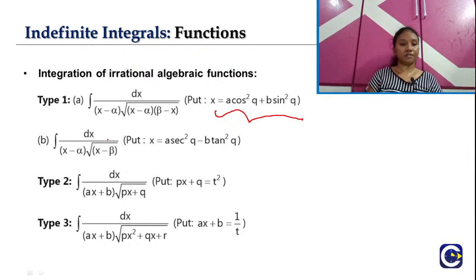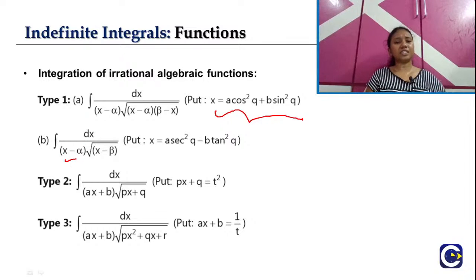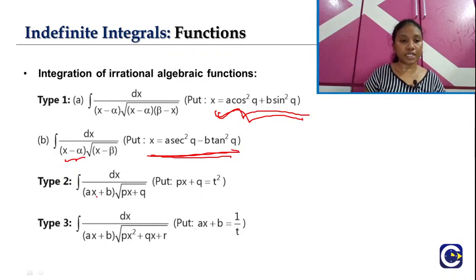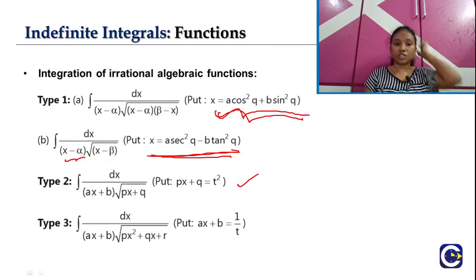Similarly, in type 1 we have one more, in terms of factors, where the corresponding substitutions are given. If it is in the format of x minus alpha into root over x minus alpha into beta minus alpha, then our substitution is related to sine and cos. And if it's 1 by x minus alpha into root over x minus beta, then our substitution is related to secant and tan.